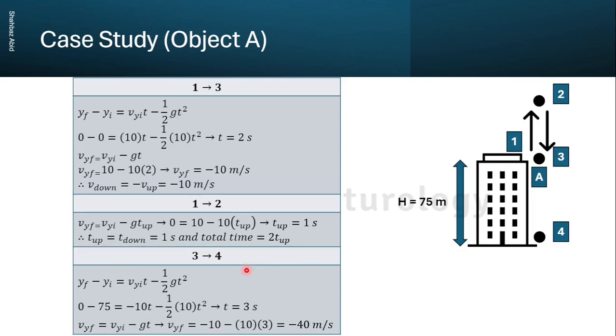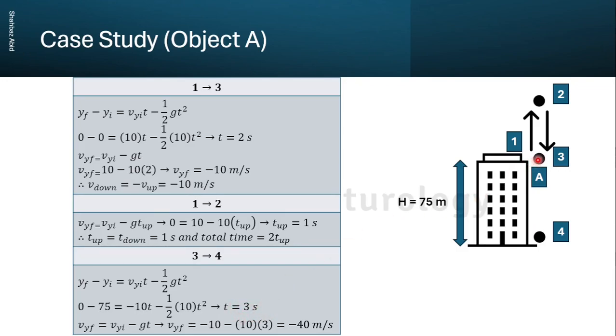Let's now consider the motion from 3 to 4. So at location 3, the initial velocity is going to become negative 10 meters per second, and the final position when it's going to hit the ground will become 0, and the initial position is going to be 75, which is the height of the building, and the initial velocity is going to be negative 10, and the only unknown in this is going to be t. We can see that this is now a quadratic equation. We can use the quadratic formula to get two roots of time, and we are going to choose the positive time, which is going to be 3 seconds.